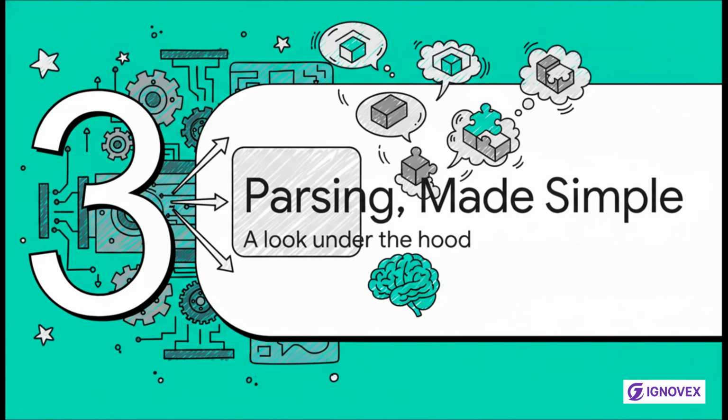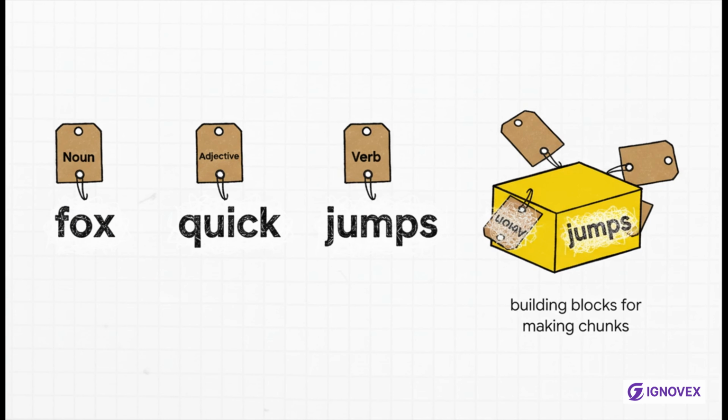So you might be wondering, how does the machine actually learn to do this? It sounds like magic, but it's not. Let's take a quick peek under the hood at how this all works. Before any chunking can happen, there's a crucial first step called part-of-speech tagging, or POS tagging. This is where every single word gets a basic label.